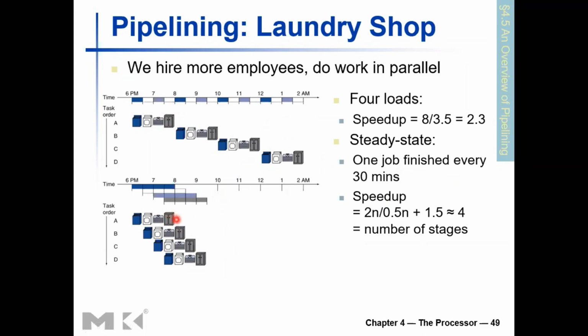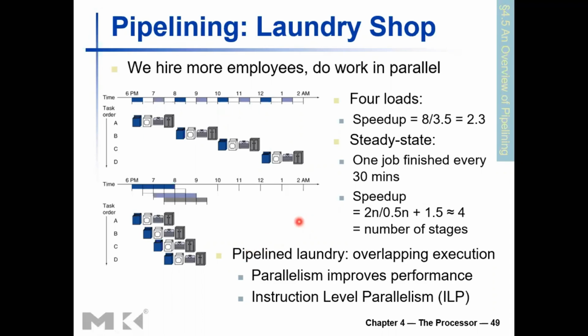throughput makes more sense to describe the pipelining, the performance of a pipeline, but the latency or the actual time taken per load is still the same. So note that difference. Okay, so what are we actually doing here?